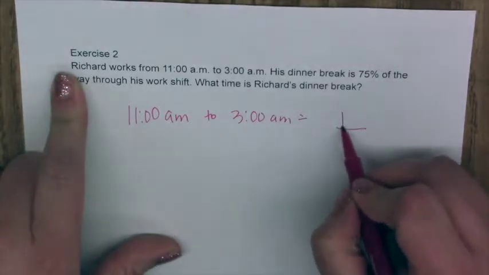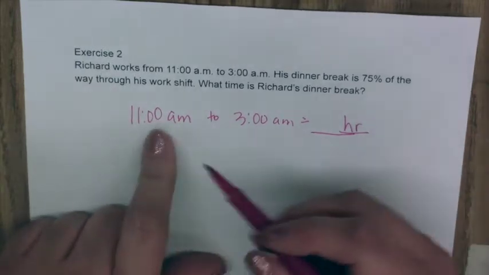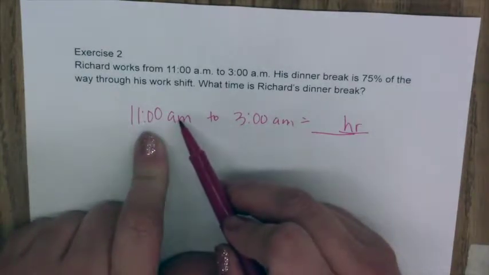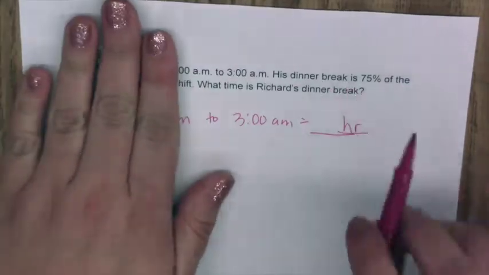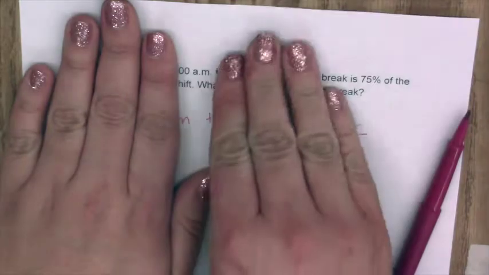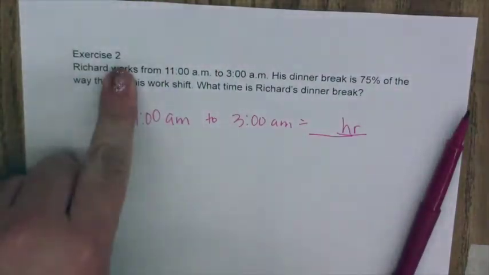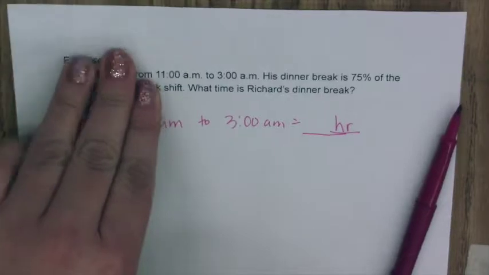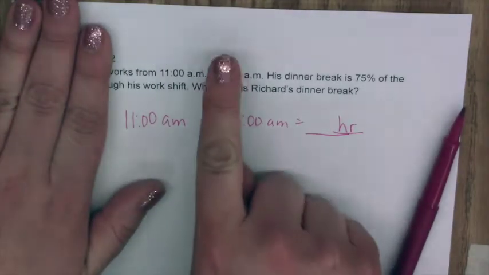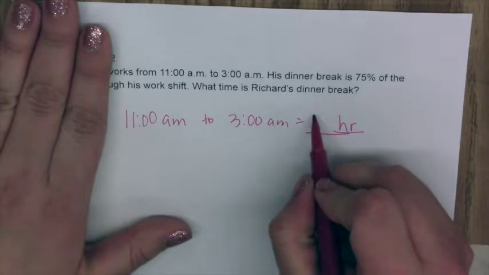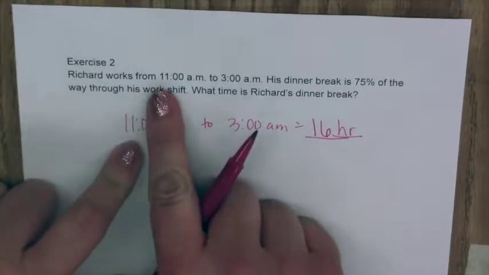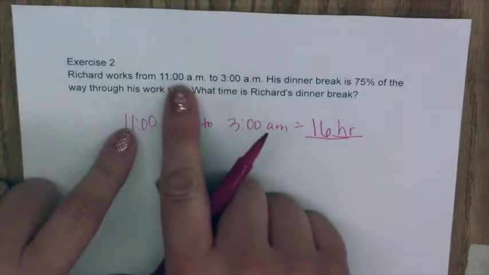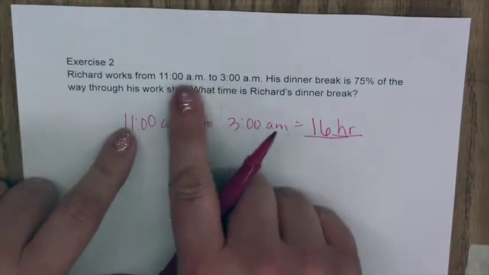is how many hours? All right, so if we count up to 1 hour, that would get us to noon. So 12, 1, 2, 3, 4, 5, 6, 7, 8, 9, 10, 11, 12 midnight, 1 a.m., 2 a.m., 3 a.m. So he works a total of 16 hours. Now you might think that's a lot, but if you work in the restaurant industry, if you worked maybe open to close, this would be a typical shift for a day.